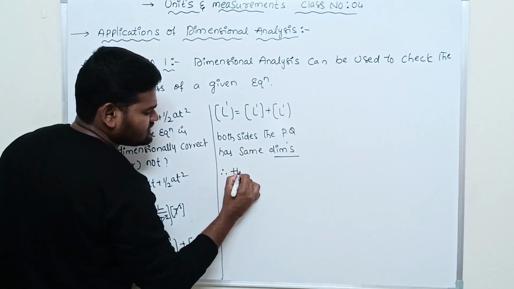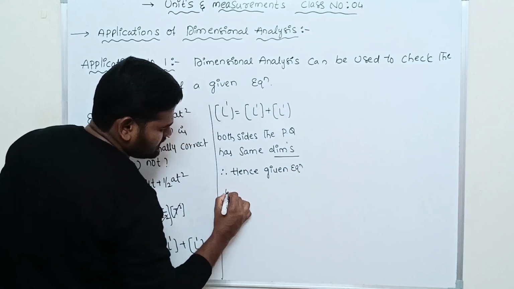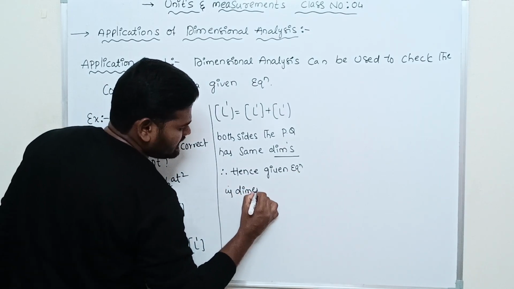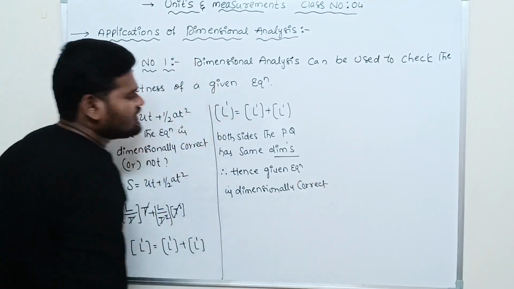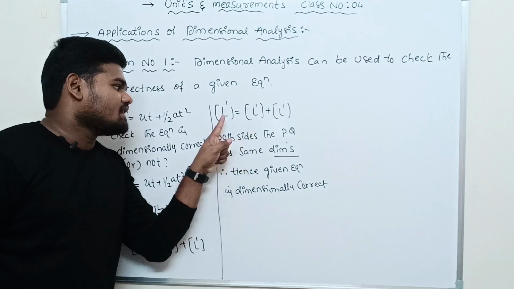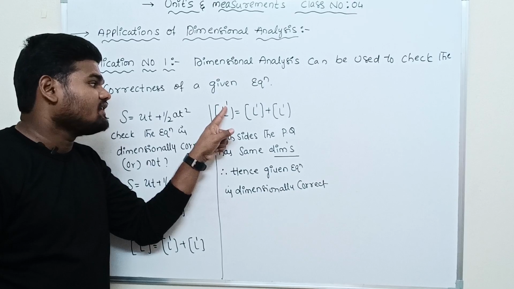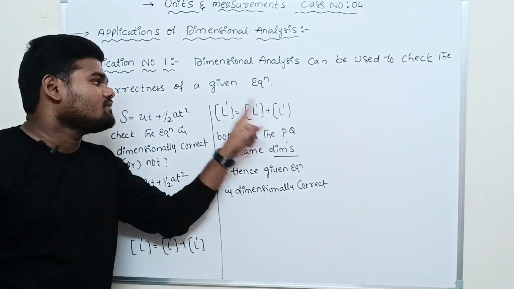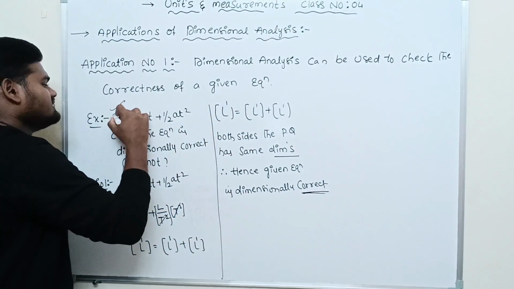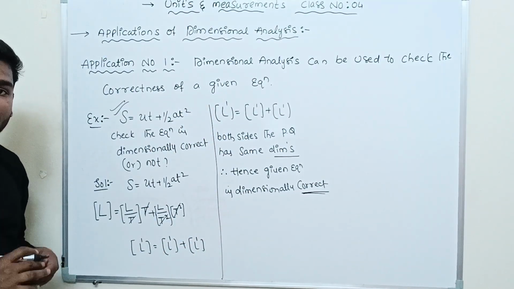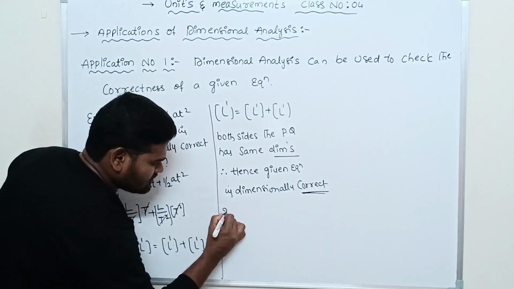Therefore, the given equation is dimensionally correct, because on both sides the physical quantity is length, and the power of that physical quantity is 1, 1, 1. So the physical quantity is the same and its dimension is also the same. Hence the given equation S = ut + (1/2)at² is a correct one. Is it clear? Let's see the second example.